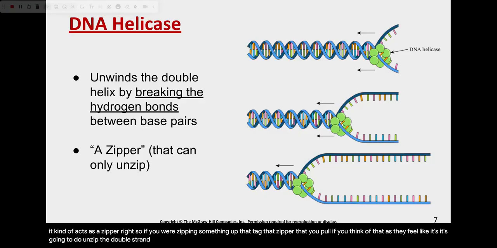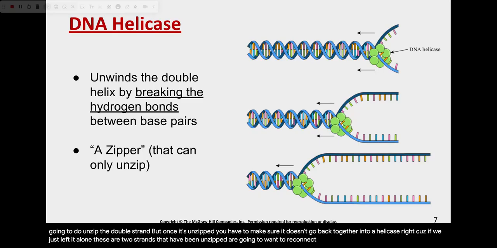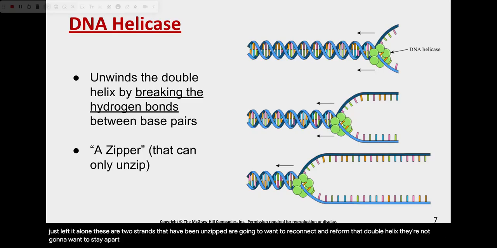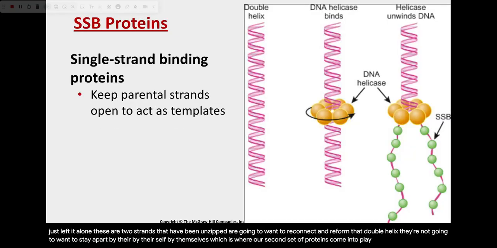All right, so helicase is doing the unzipping, but once it's unzipped, you have to make sure it doesn't go back together into a helix. Because if we just left it alone, these two strands that have been unzipped are going to want to reconnect and reform that double helix. They're not going to want to stay apart by themselves. Which is where our second set of proteins come into play.